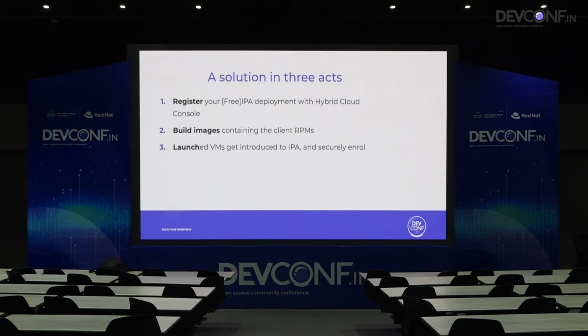So our solution is a 3-act solution in which first you will register your FreeIPA machine to the Hybrid Cloud Console. Then you will build an image with the IPA HCC client package, and you will hope that when you launch the machine, it will automatically get enrolled to the IPA and it's securely enrolled.